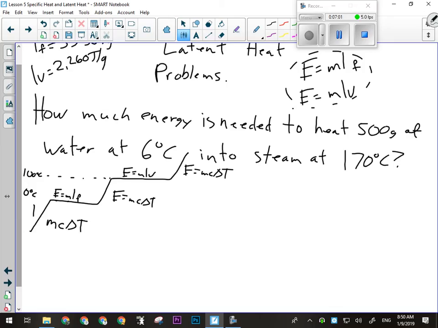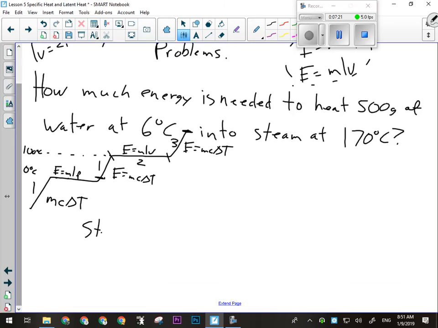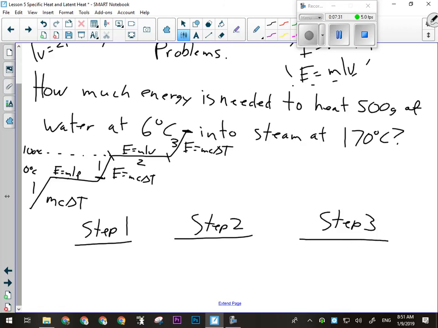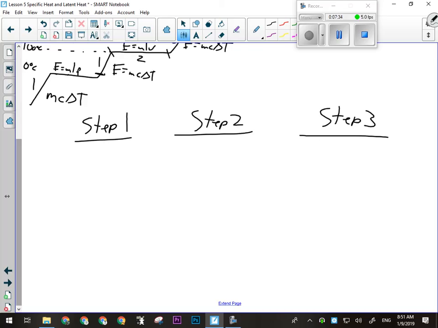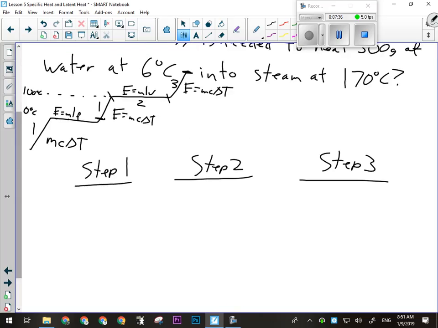3. So what we want to do, as we said yesterday, is mark the starting point, about 6 degrees Celsius, and the ending point, about 170 degrees Celsius. Which means I have 1 step, 2 steps, 3 steps to do. Once I've identified how many steps, I'm going to write those down below. Now that I have identified how many steps, I have to figure out what's happening in each step.